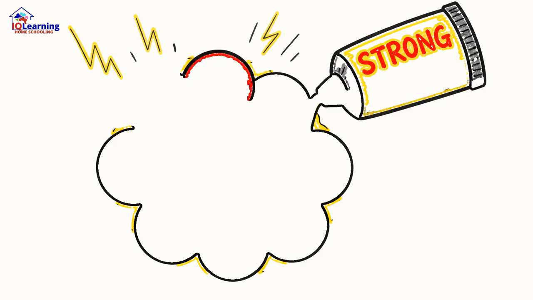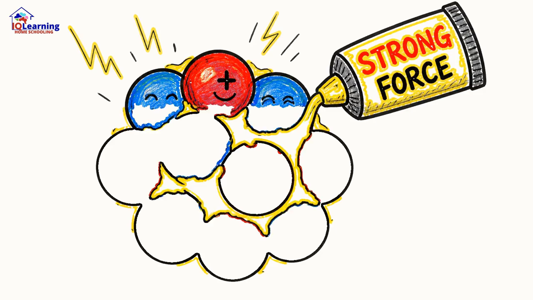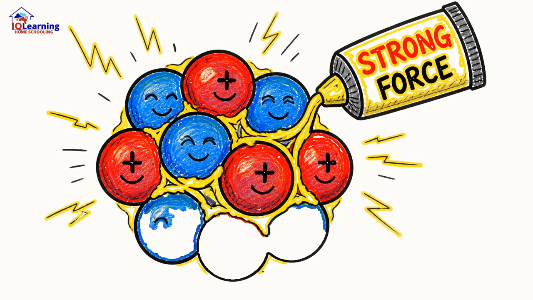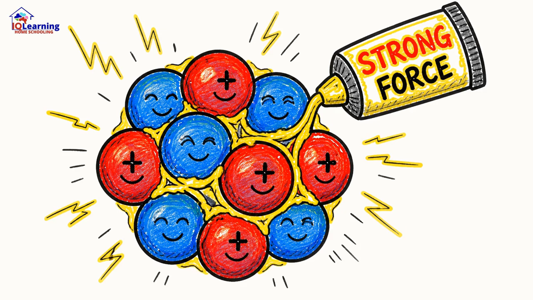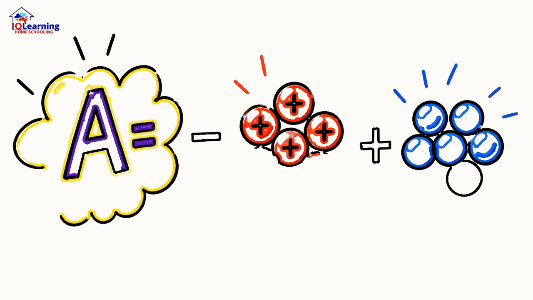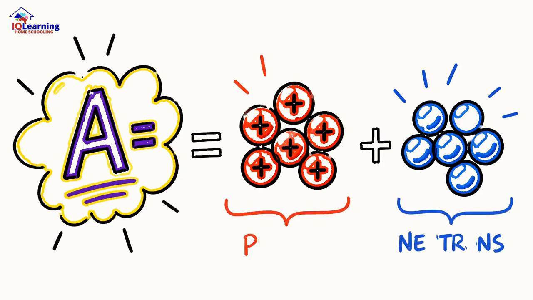Alongside them are the neutrons, the neutral particles that act as the nuclear glue, using the strong force to keep the positive protons from repelling each other and flying apart. The total weight of an atom, its mass number, is simply the count of its protons and neutrons combined.